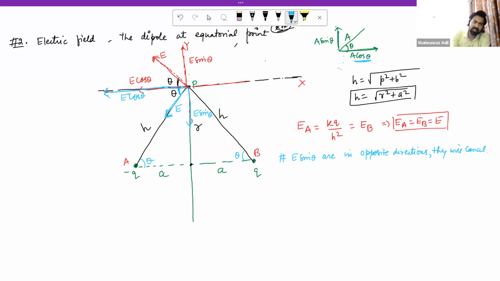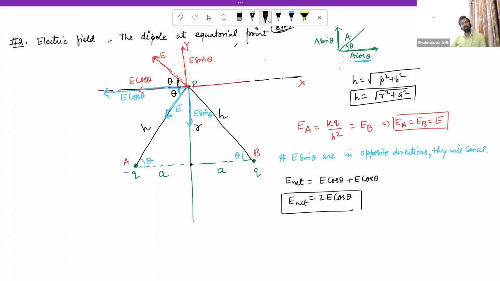Now both cos components are in the same direction. So the net electric field, which is the vector sum, the sin components have been cancelled. Now this is in the same direction, so this would be E cos theta plus E cos theta, so this would be 2 E cos theta. This is the net electric field. Is this part clear to you? Yes, sir.